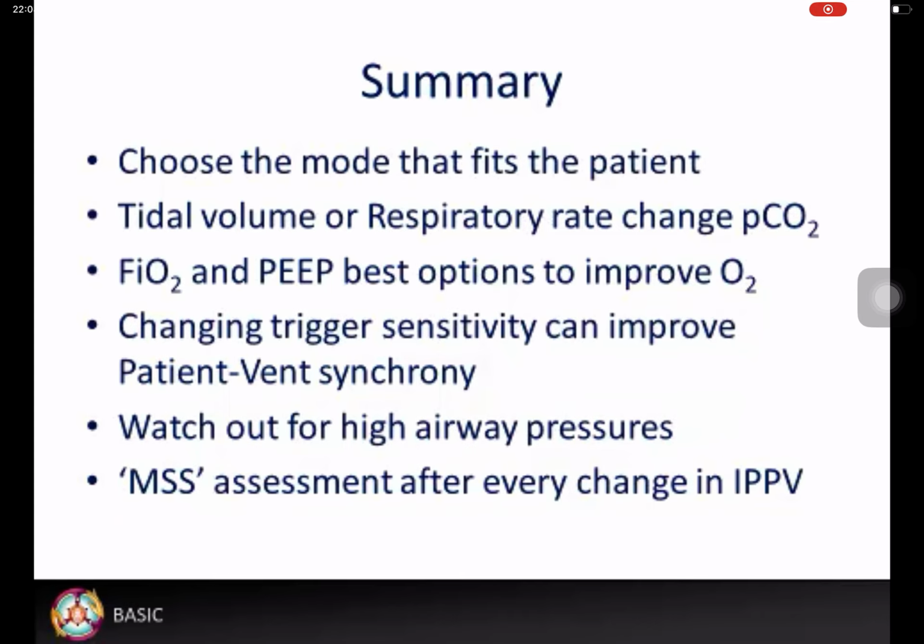To summarize, choose the mode that fits the patient, but take into account your familiarity with the different modes. Tidal volume or respiratory rate change the PaCO2. FiO2 and PEEP are the best options to improve the PaO2.